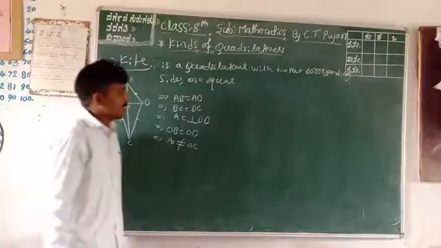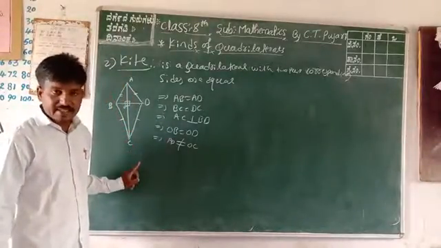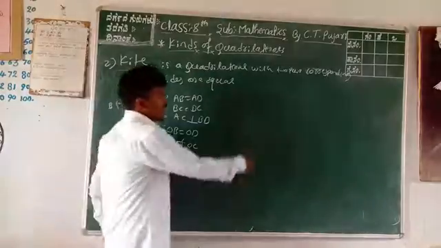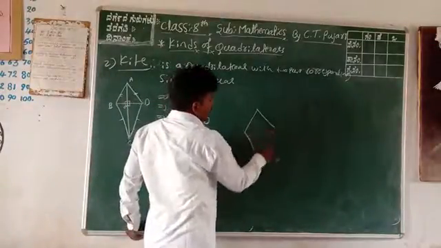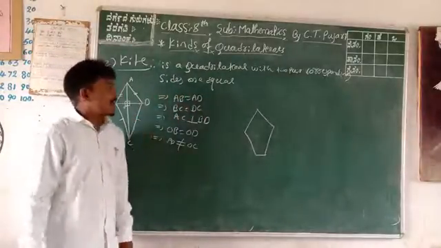But otherwise, square is not a kite, rectangle is not a kite, trapezium is not a kite, and figures like this are also not a kite. This is also not a kite. Okay, these all are the characters of a kite.